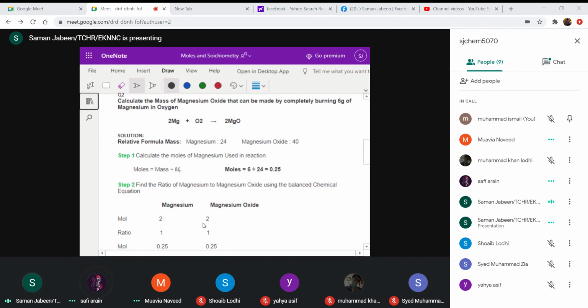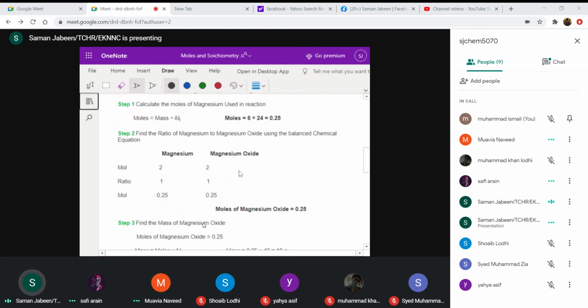Okay, miss. So one is known, whose data is with you, like magnesium. And one is unknown, whose data has to be found out. That is magnesium oxide. So what is the ratio? 2:2. What is the molar ratio? 2:2 or 1:1. So it means the same number of moles is of magnesium oxide as well. Yes, miss, because both are equal in terms of moles. So moles of magnesium oxide is also 0.25.